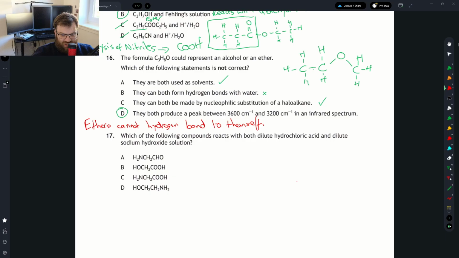Answer D is just a straight up read it from the data booklet. So there is no ambiguity there. It does not have absorption in that range because that's just for alcohols and phenols.